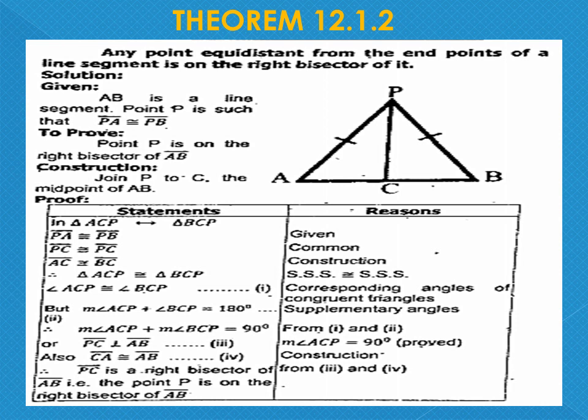Take any point C in the middle of AB and join P to C. Here, students, in the construction you have seen two triangles are formed, ACP and BCP. These two triangles will help us to prove a theorem.